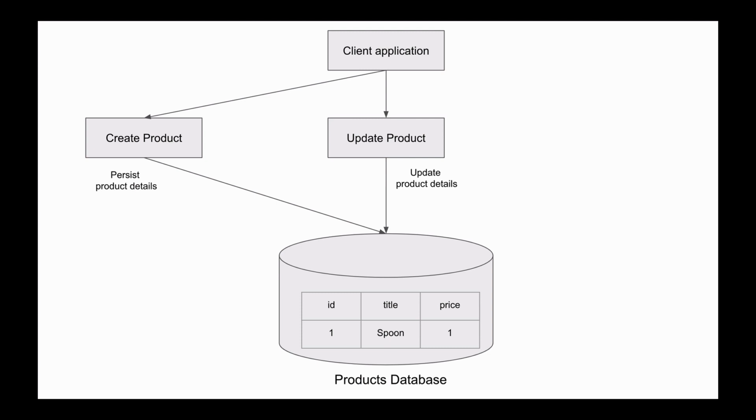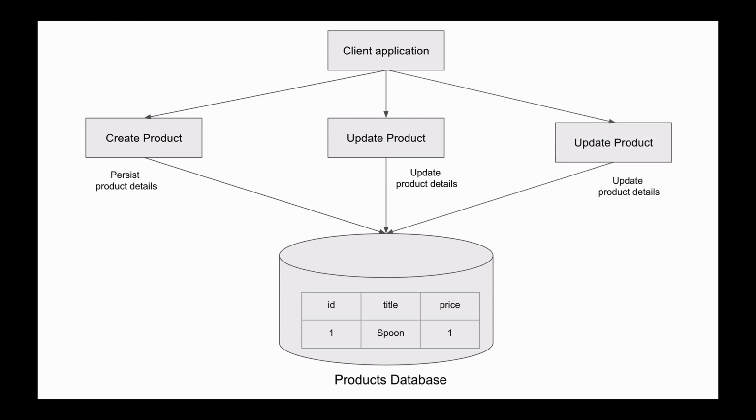And when a client application sends a new request to update product details again, our application will again find a product in the database and will update an existing product with new product details. No new record is created and we simply update an existing record with new product details. No matter how many times we update our product details, in the database we will always keep one single record with the latest state of the product. Now let's see how event sourcing works.